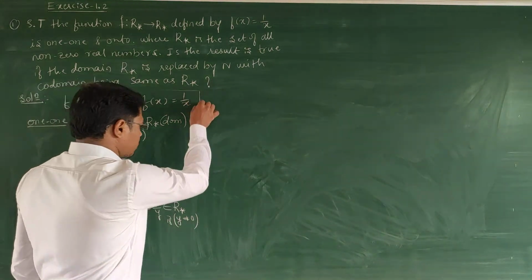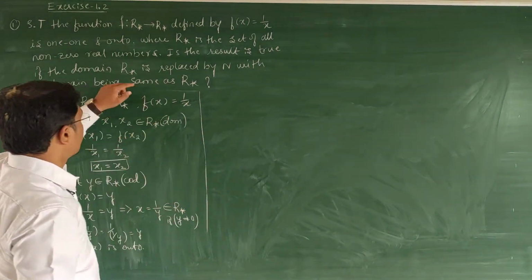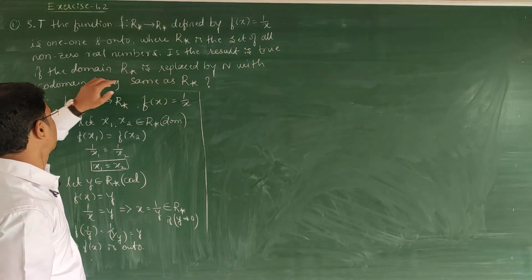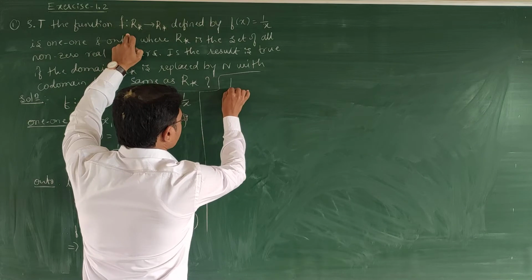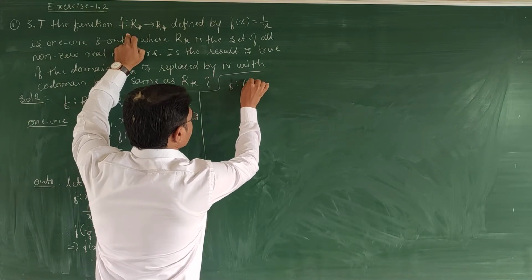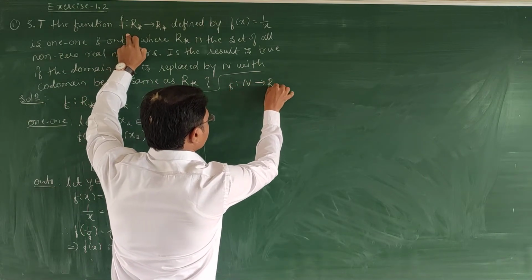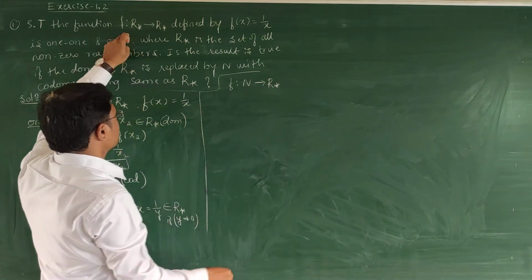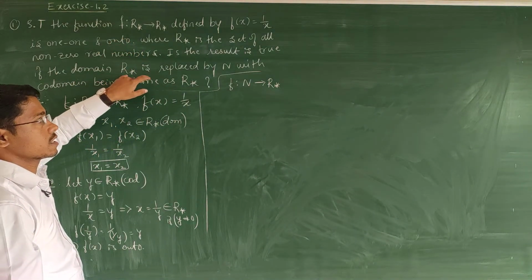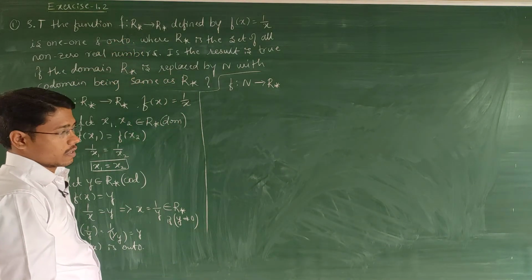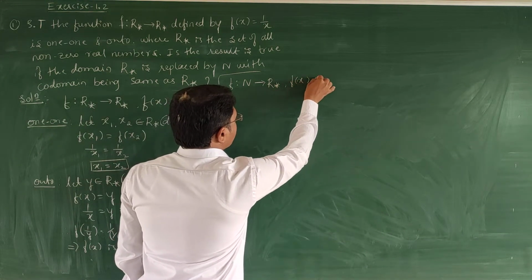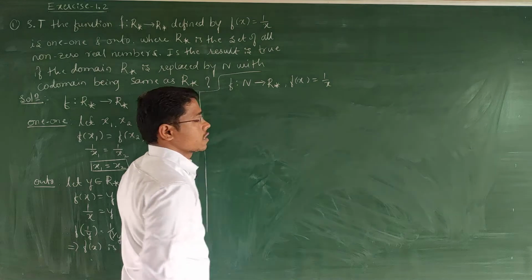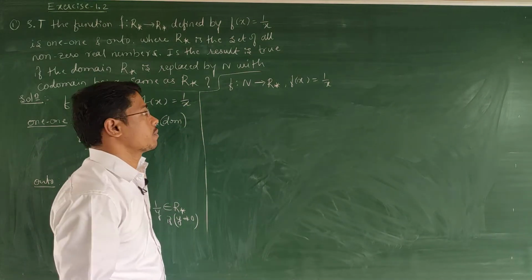Now r star is replaced by n. The domain of this function f is now n, and r star is the codomain. So the only change here is the domain. R star is replaced by n, the set of natural numbers, and the function is f of x equal to 1 by x. It is the same function.